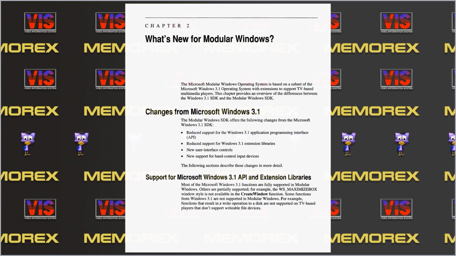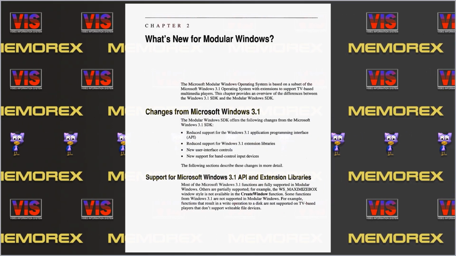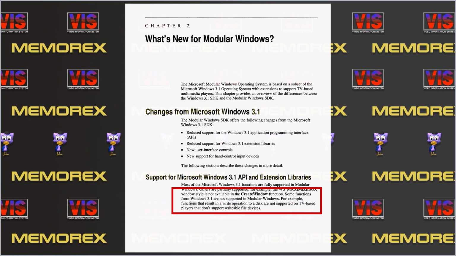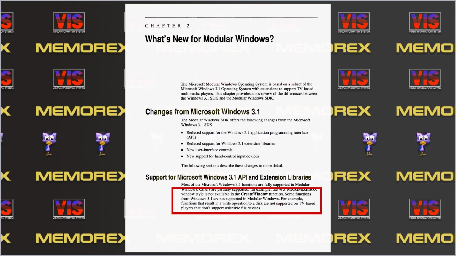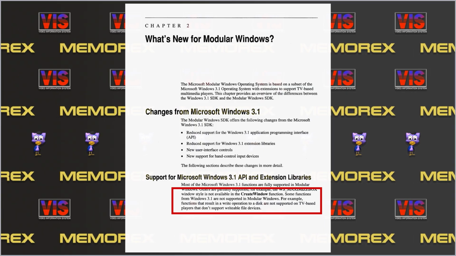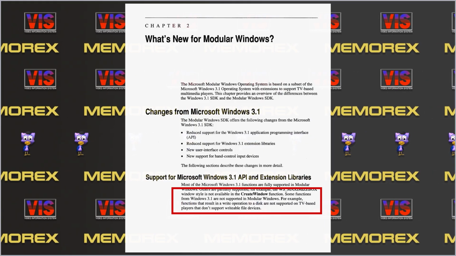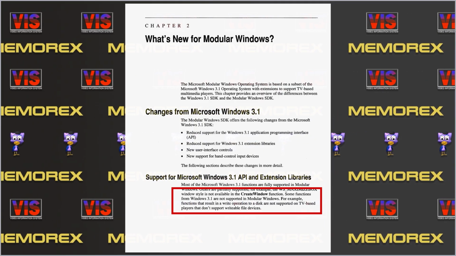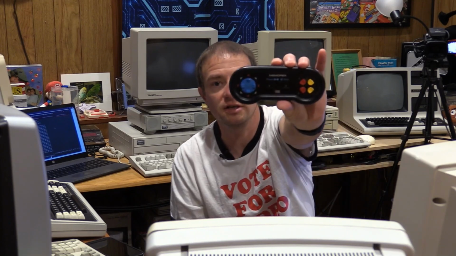what were supposed to be companion players from a modular Windows perspective, things like file write operations to disks were not supported because TV-based players don't support file system-based writes. They don't have a writable file system that you can write to. Things like the menu bar are not supported in Windows. On the other hand, we gained support for very TV-specific things. For example, this hand control.